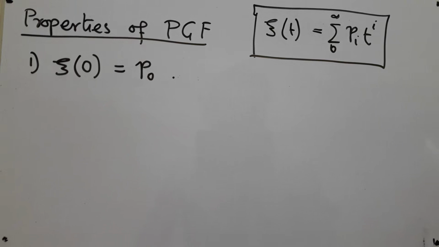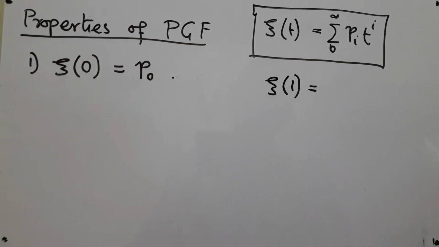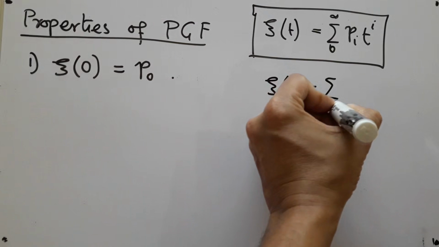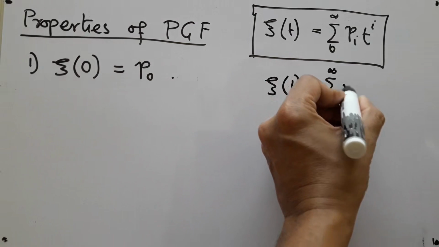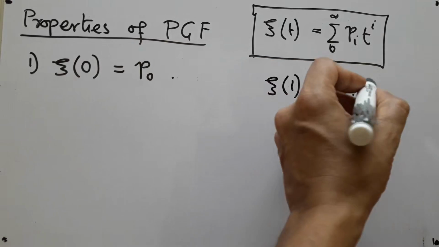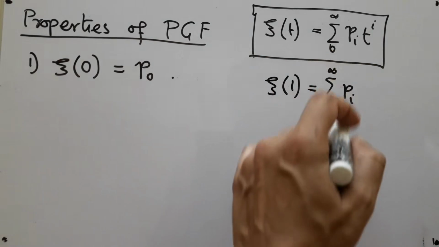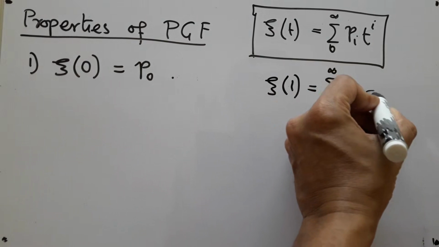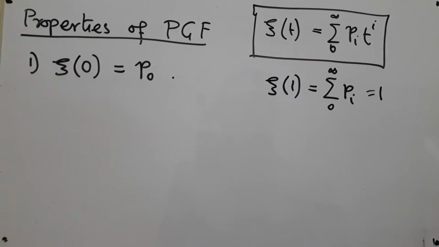The second thing that you can notice is if I put t equal to 1, in that case, what do I have? Xi of 1 is, I will write down the sum, 0 to infinity, pi. Now all these powers of 1 are 1, so I just write pi. And I know that sum of all these things is equal to 1. So I have my next property.